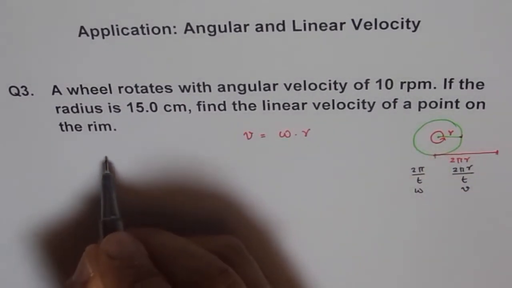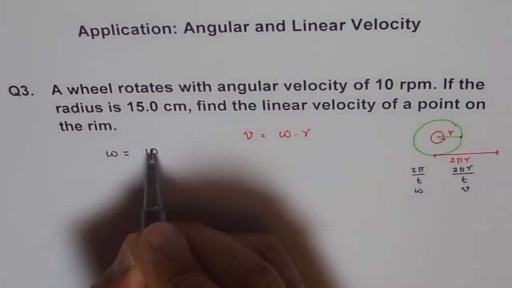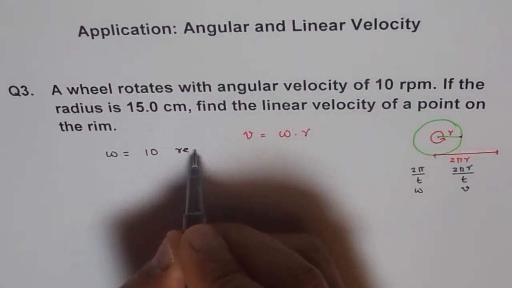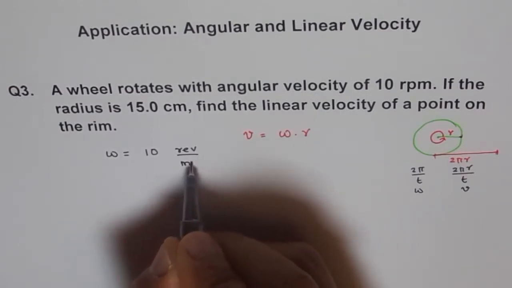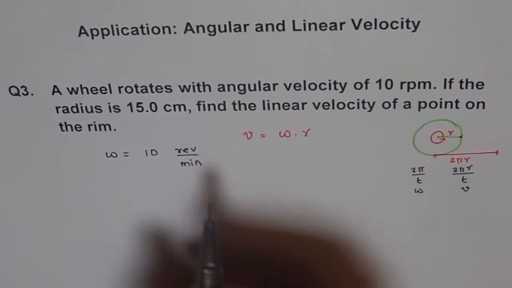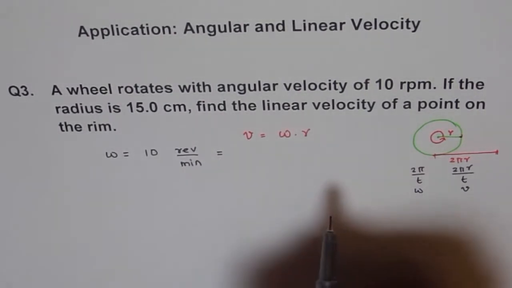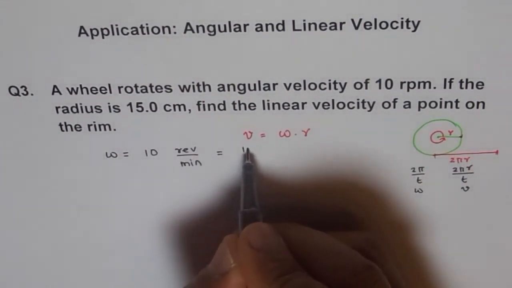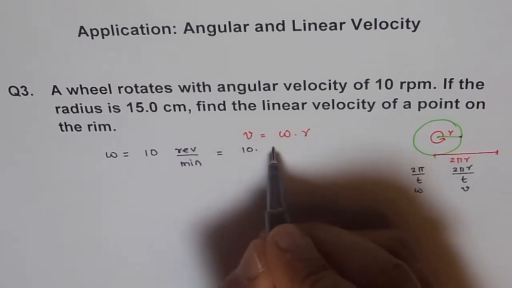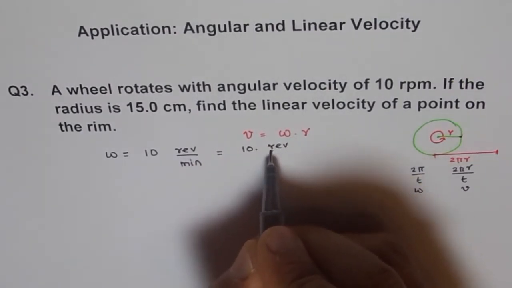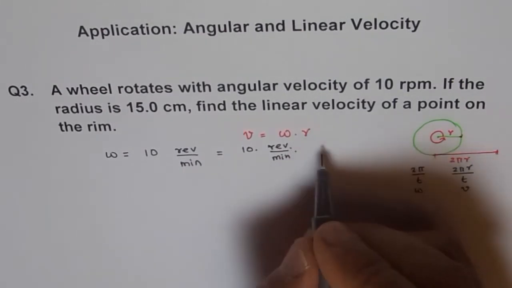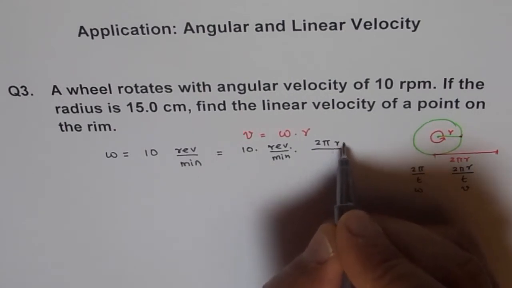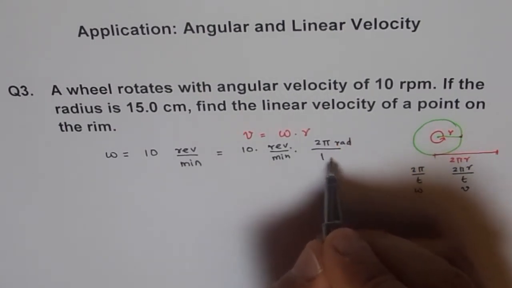So we'll do that. We say omega, the angular velocity, is 10 revolutions per minute, and I'll show you another way of converting the units. In one particular revolution, how many radians do you go? When we make one revolution, we do 2 pi radians. So we say 10 revolutions per minute, times 2 pi radians in one revolution.